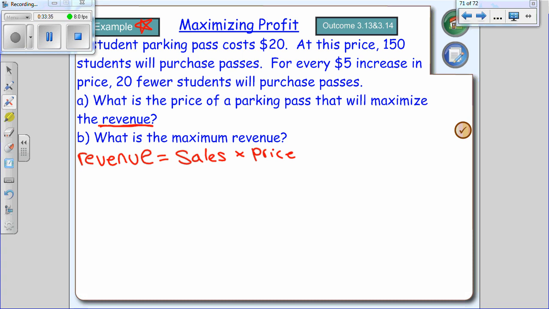Okay, we want to maximize our revenue, right? That's what the question said. Maximize revenue. Right now, I can't graph sales and price. I can't type in my calculator sales and price. Instead, I have to have two formulas for sales and price. Let's start with price, because that's usually easier.